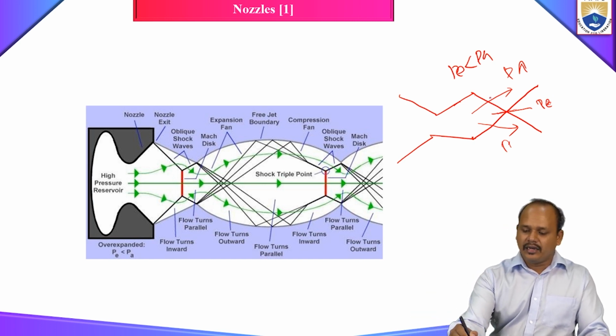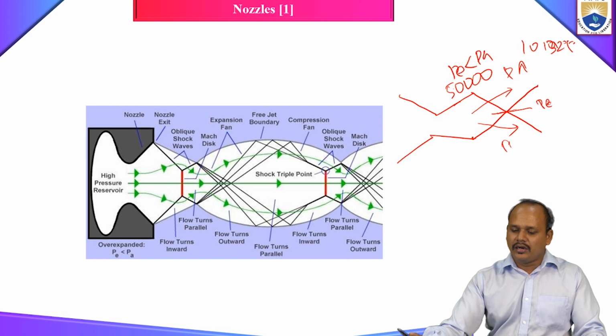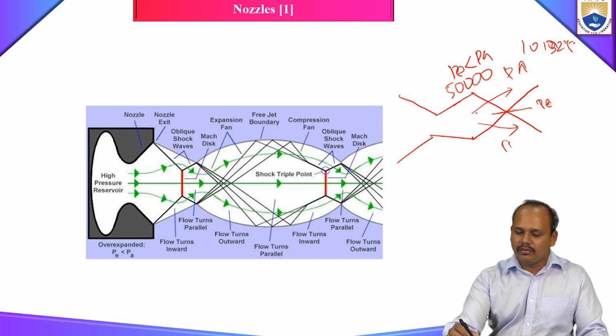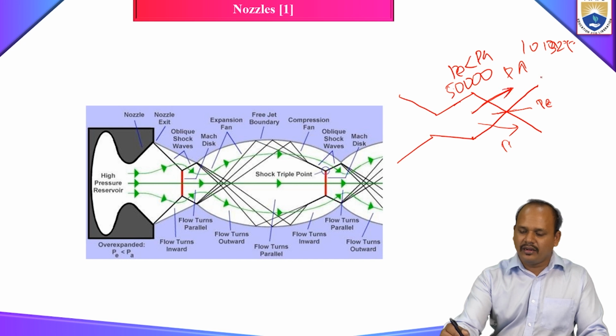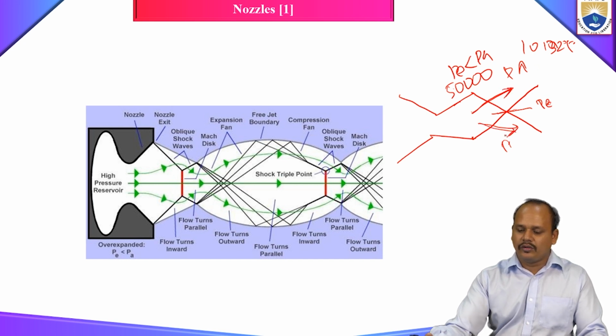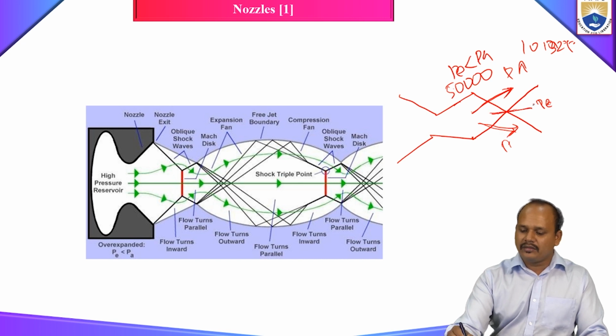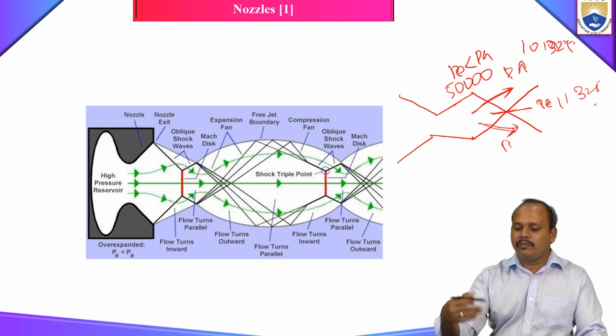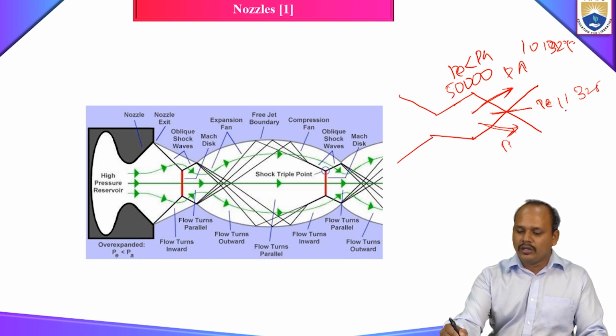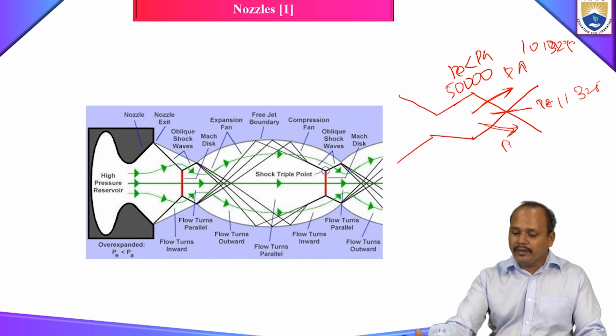Let's say initially my atmospheric pressure is 101325 Pascal. My pressure is, let's say, some 50,000 Pascal. Now, when the shock wave is forming, my pressure is increased to 101325 here. Here also 101325. But here, instead of 101325, let's say 111325, your pressure will be increased. That depends on the strength of your shock wave. So your pressure becomes more than your required value. So what should happen? Your pressure has to be decreased.